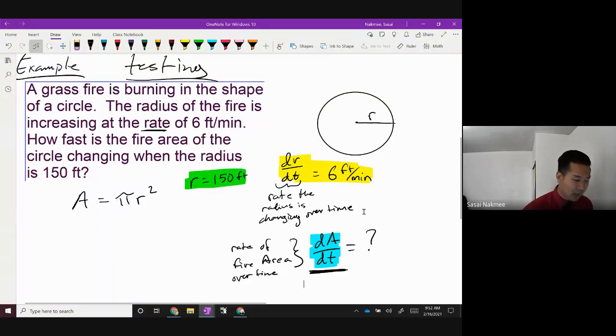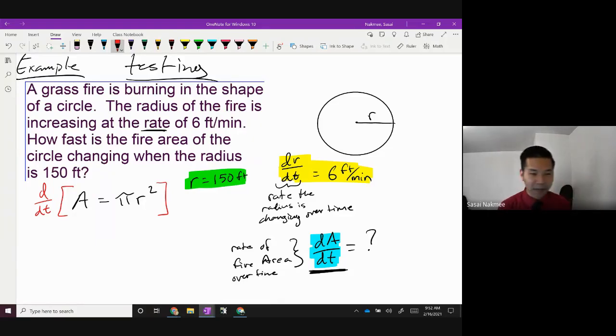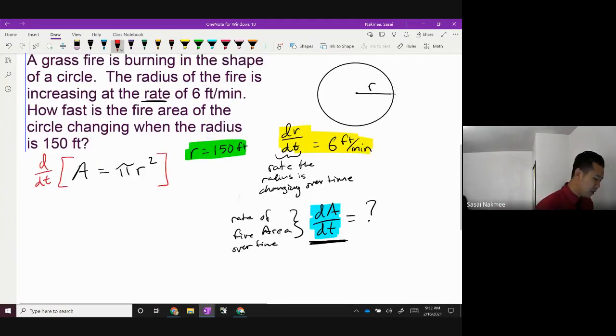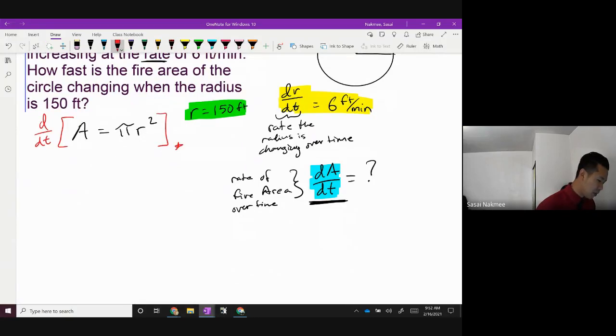But I need it as dr/dt and dA/dt. And in order for me to do that, I'm going to look at this equation and take the derivative of both sides with respect to time. Take the derivative of both sides with respect to time. And when I do this, please make sure to use the chain rule.